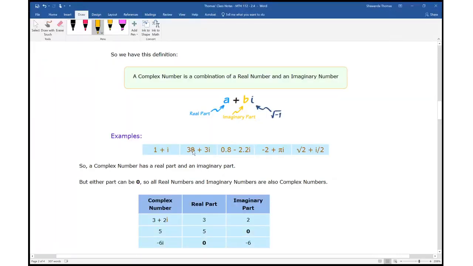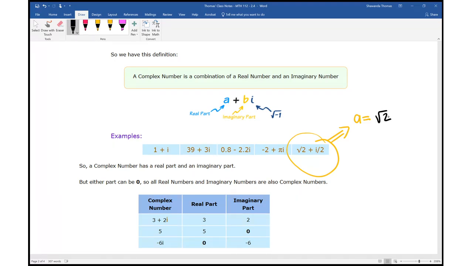1 plus i, 39 plus 3i, 0.8 minus 2.2i, negative 2 plus pi i, square root of 2 plus i over 2. So for this one, which is probably the more tricky one, if I ask you what is the real part, the real part here is the square root of 2, right?